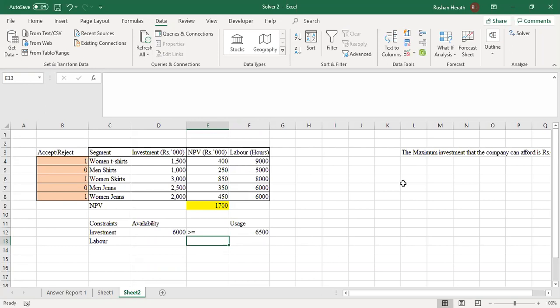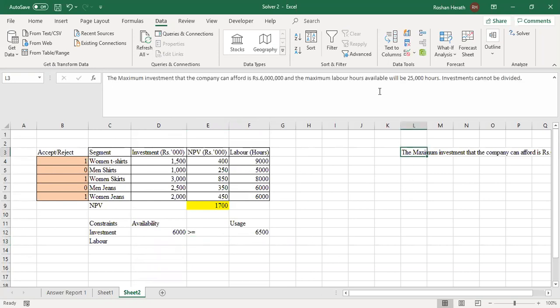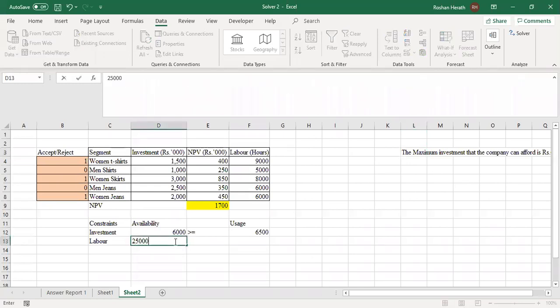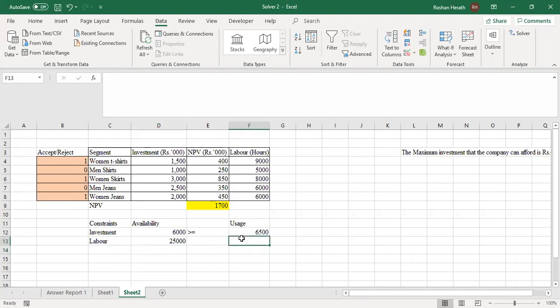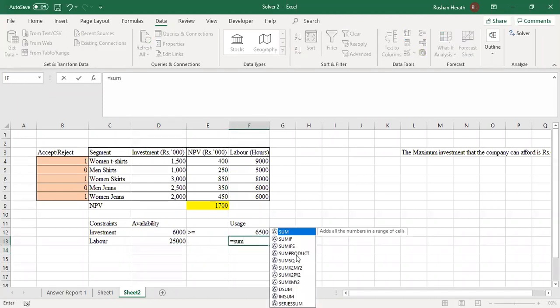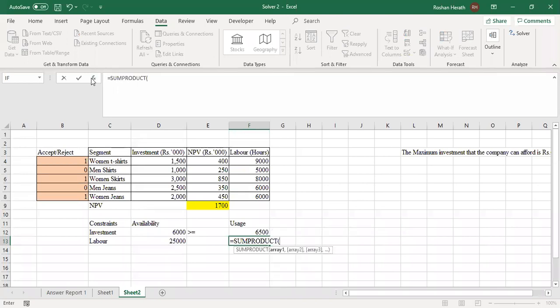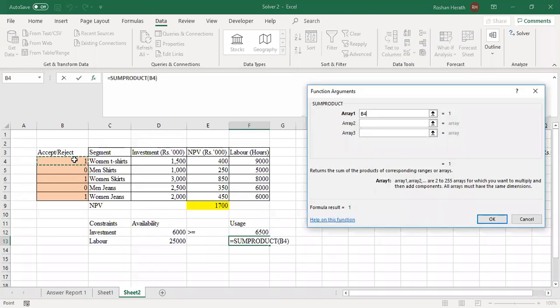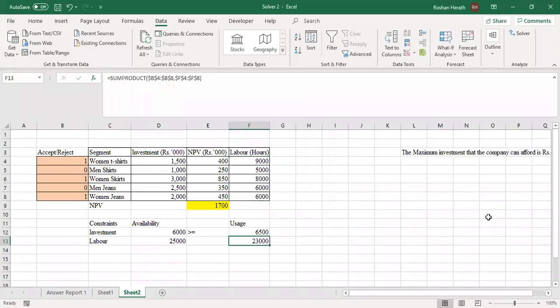It's fine. Then the next thing, it's about the labor. The labor availability is 25,000 labor hours only. And again, the usage can be worked out. You can take this sum product, and that is how you get the acceptance or rejection. It's F4, and it's about the labor. Right, we may get that.